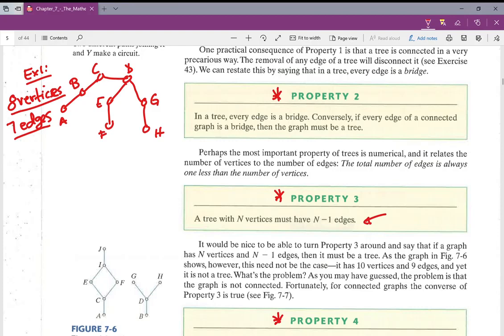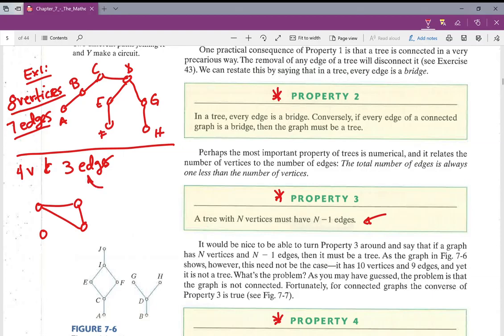I'm going to erase this down here. If I have 4 vertices and 3 edges, 1, 2, 3, 4 vertices, 1, 2, 3 edges, I created a circuit and a disconnected graph. So having n-1 edges does not guarantee that we would have a tree.